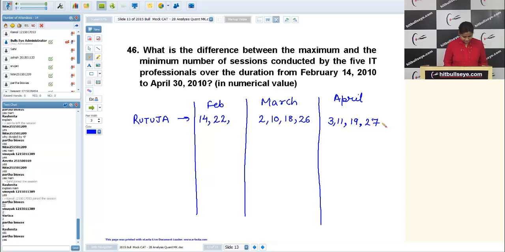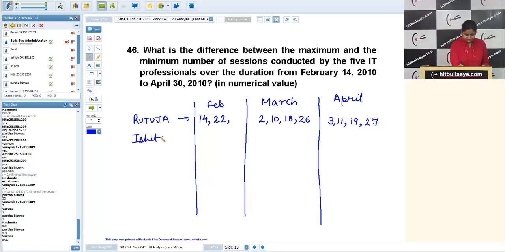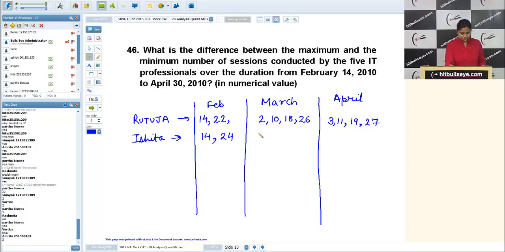Now coming to the next easy thing. Ishita. If we take data of Ishita, she can conduct a session every 10th day. You add, see 14th is the very first day Ishita took a session. Now you will add 10 to this. What will be the next day? It will be 24. What will be the next day? It will be 34. But 34 of course is not possible. So you will take 34 minus 28. Then it will be 6.